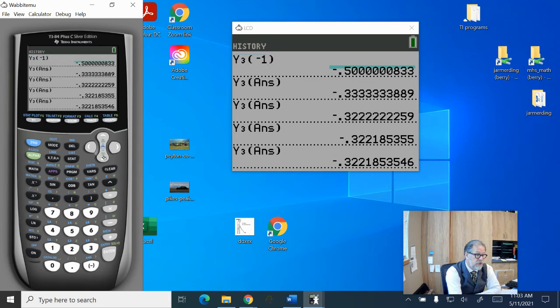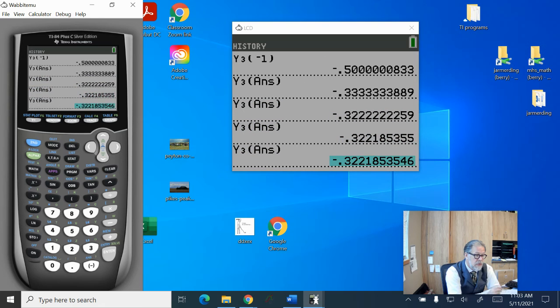So this was our x sub 0, -1. This was our x sub 1, x sub 2, x sub 3, x sub 4. My fifth iteration allows me to predict the root to an accuracy of 10 decimal places.